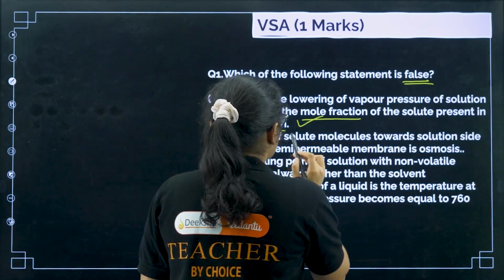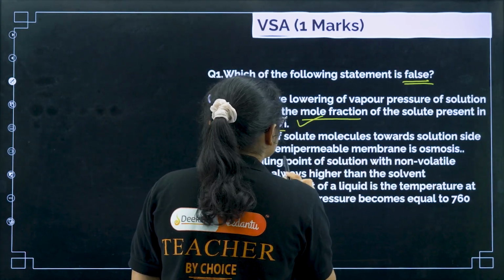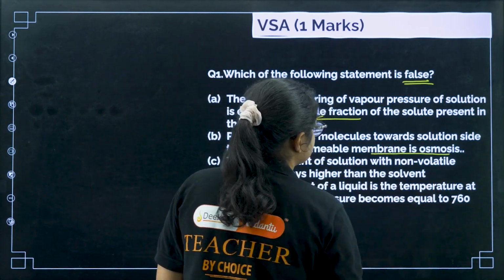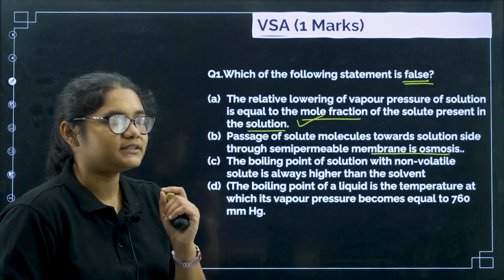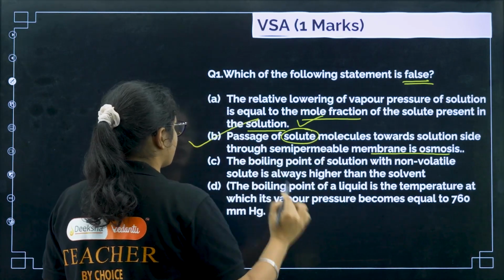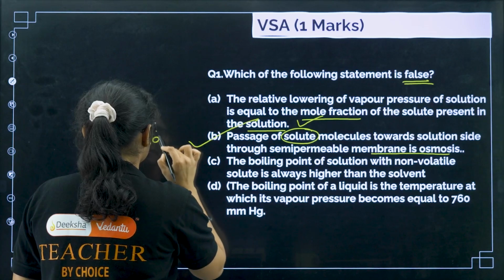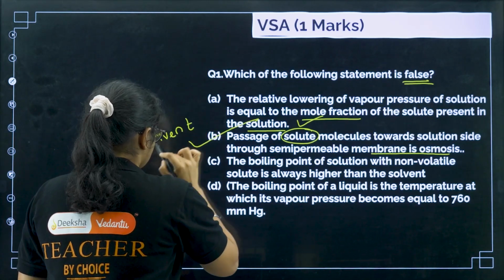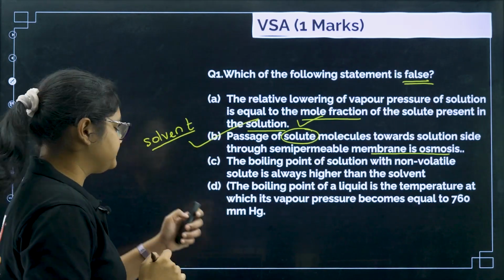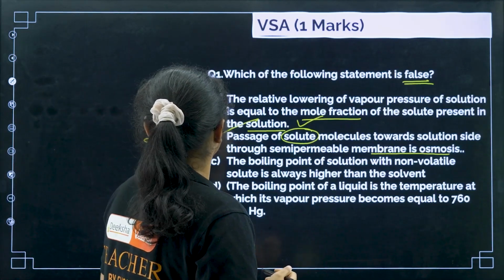Next, passage of solute molecules towards the solution side through the semi-permeable membrane is called osmosis. No, osmosis is what? Passage of solvent molecules. So this is incorrect, and the correct answer is option B here. So what should be the correct statement? Passage of solvent molecules.